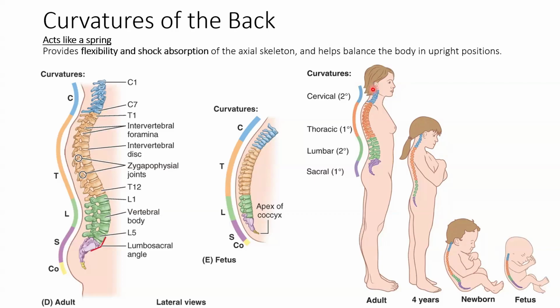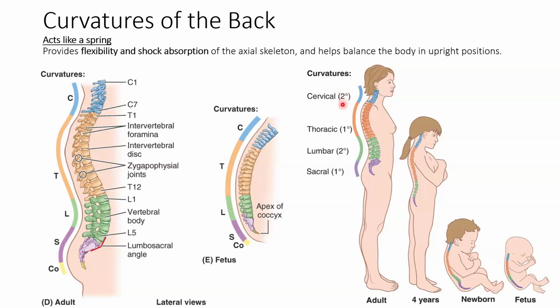And so those create what's called lordotic curves. And lordotic curves are concave posteriorly, they cave in posteriorly and point out anteriorly, a convex anteriorly. And we see that in our cervical region as a result of holding our head upright for forward gaze. And we see that in our lumbar region as a result of holding our trunk upright to keep our bodies upright.